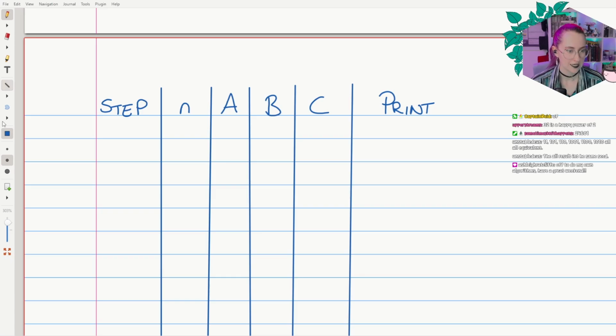So from the initial setup, we had step 1, we set N is 1, A is 1, and B is 1.